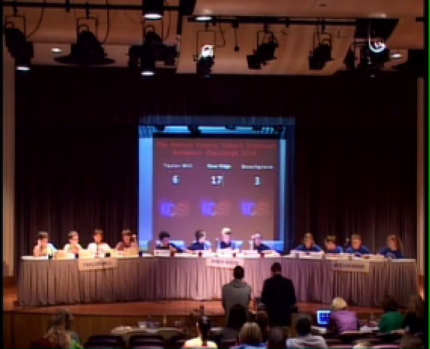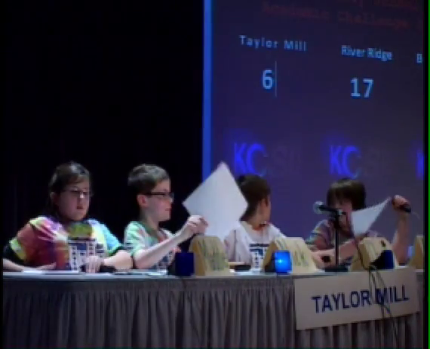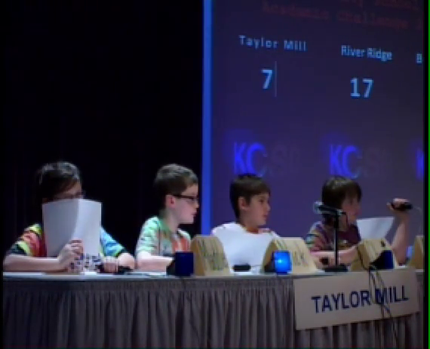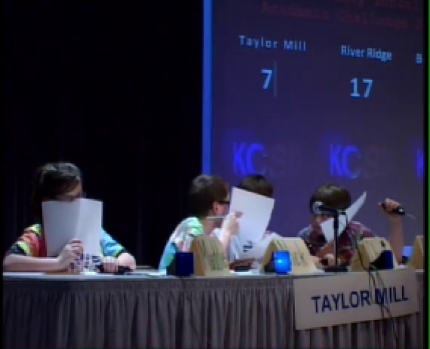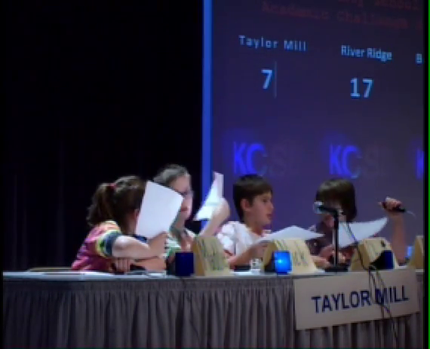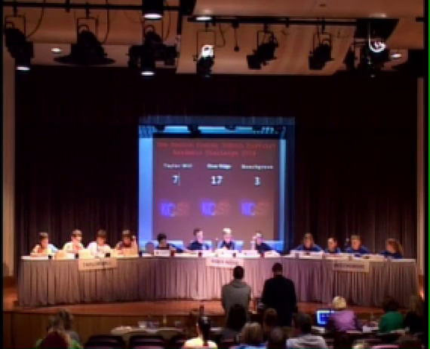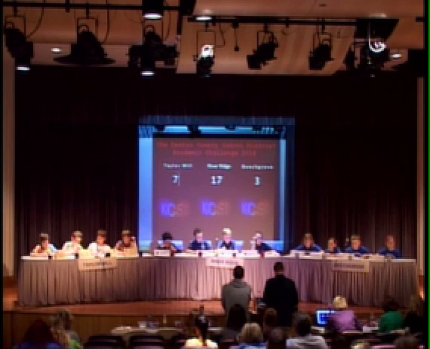Toss-up 20. It is indicated in the musical score by the marking F. Give the Italian term. Taylor Mill Nick. Forte. That's correct. Bonus 21. Name the founder of the colony of Rhode Island. No answer. Roger Williams.